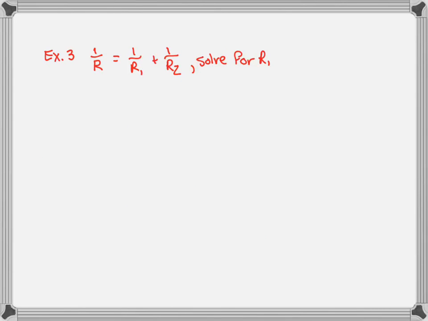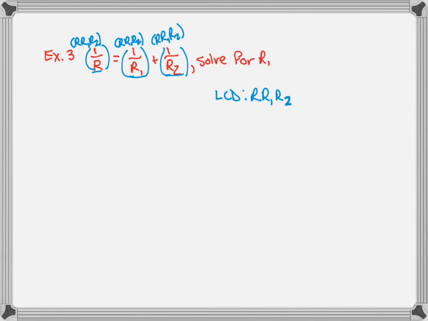Let's look at one more example, and this one is a little bit harder. Here we have 1 over r equals 1 over r sub 1 plus 1 over r sub 2, and we are going to solve for r sub 1. So let's get rid of our fractions first. Let's find our LCD. Our LCD needs to contain r sub 1 and r sub 2. So our LCD is the product r times r sub 1 times r sub 2. And we are going to multiply all of our terms by this LCD.